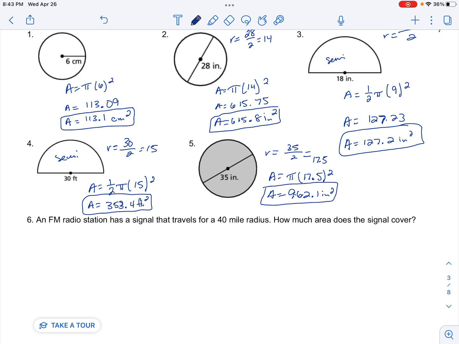Number 6. So this one's an application. An FM radio station has a signal that travels for a 40-mile radius. Okay, so if this is your tower, it's going to send the signal out 40 miles, right? So if it's sending that signal out, that ends up being a circle. Okay, maybe not exactly like that, but you're getting the point.